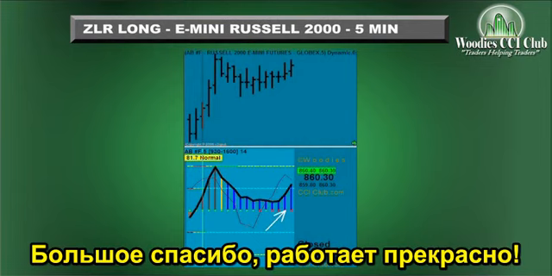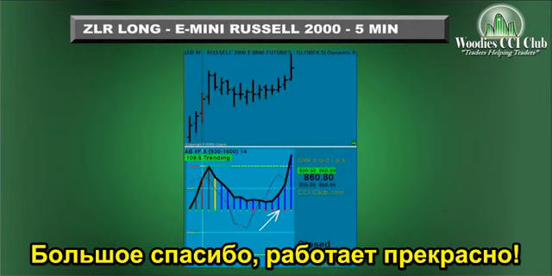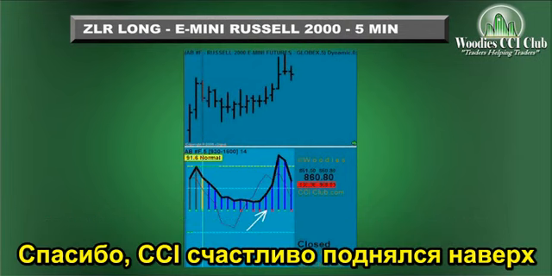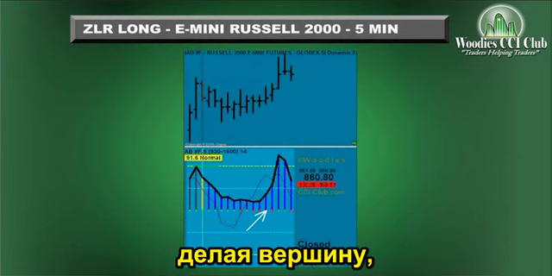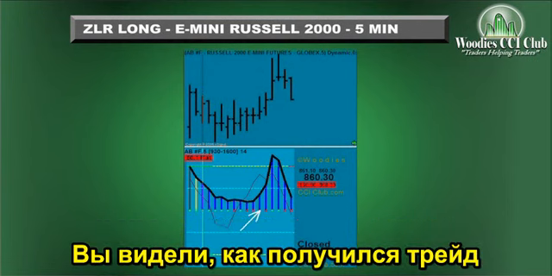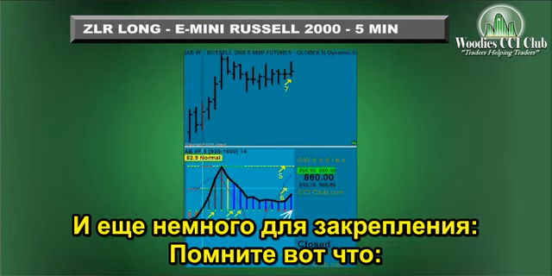Thank you very much. Working beautiful, isn't it? Remember, we have to thank the people on the other side of our trades. Thank you very much. CCIers are happy. Went up, come around, and we exit, in this case, crossing back through the 100. So you all saw that trade happen, and I got a few more that I'll go through.